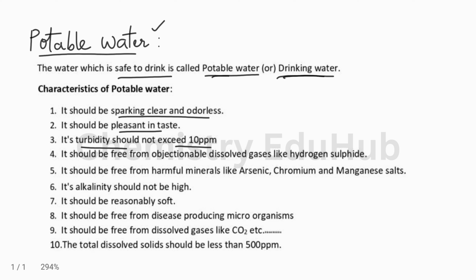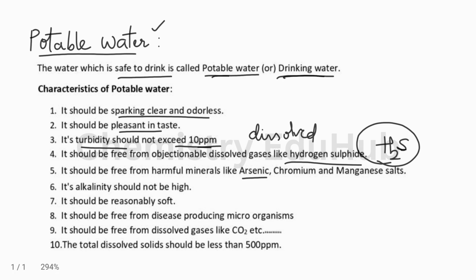When you look at the water, it should not have any dissolved particles in it. Turbidity indicates the cloudiness or the dissolved particles. It should be less than 10 ppm. Only then is it said to be drinkable. Otherwise, we need to filter it or do some treatment to the water. And it should be free from any dissolved gases like hydrogen sulfide. Hydrogen sulfide is H2S, which smells like a rotten egg, which is generally not safe for human beings or any livelihood. So the water should be free from such gases.